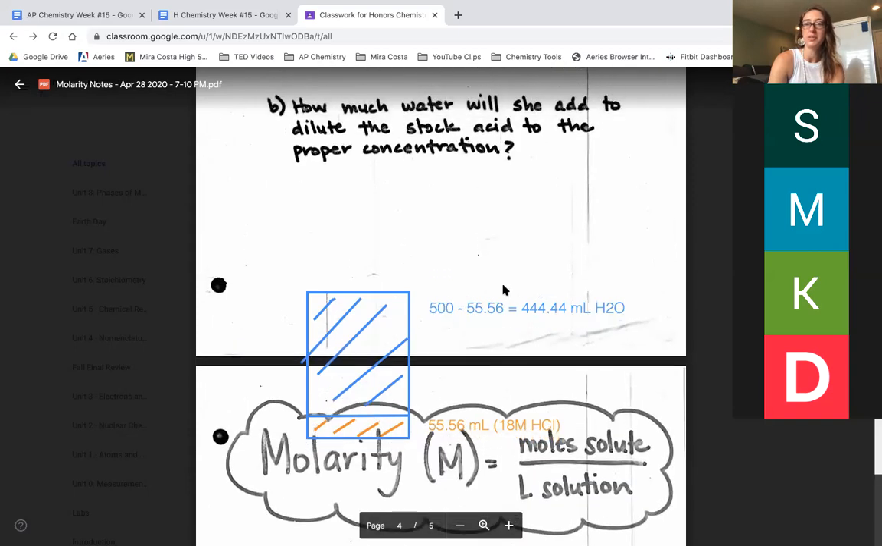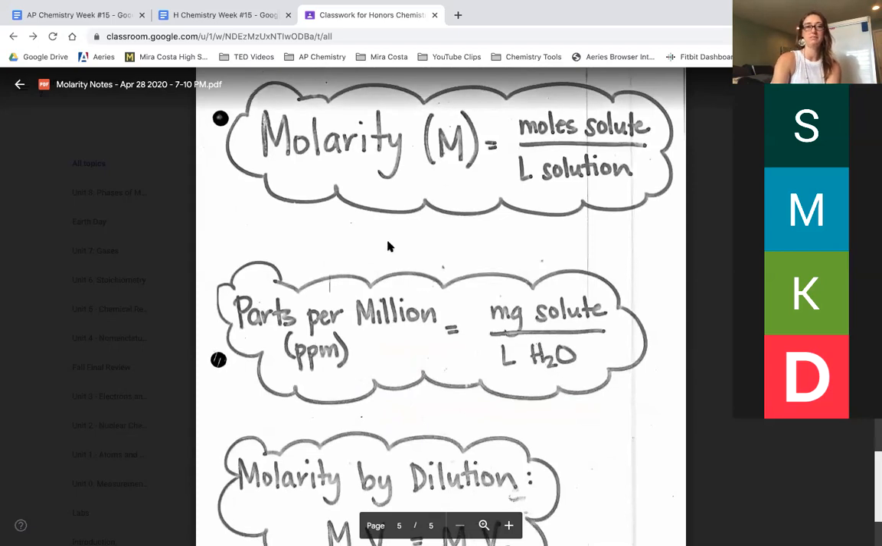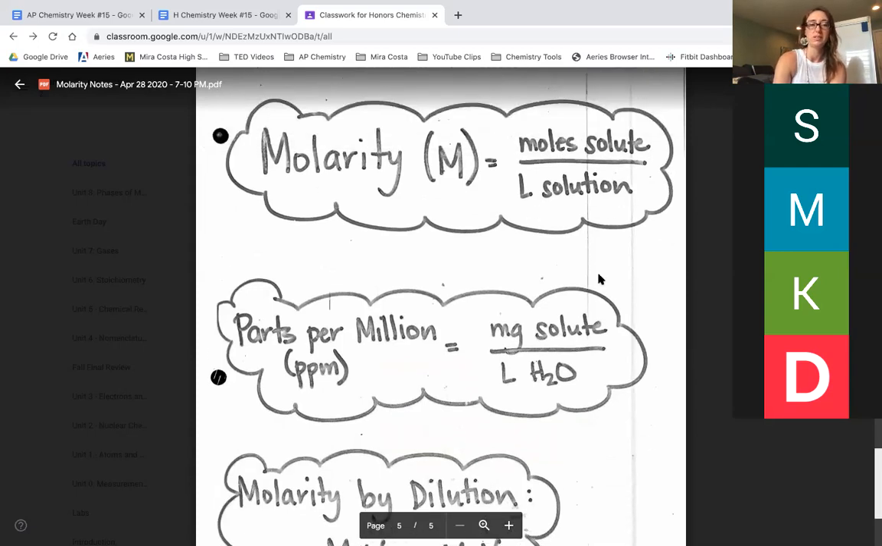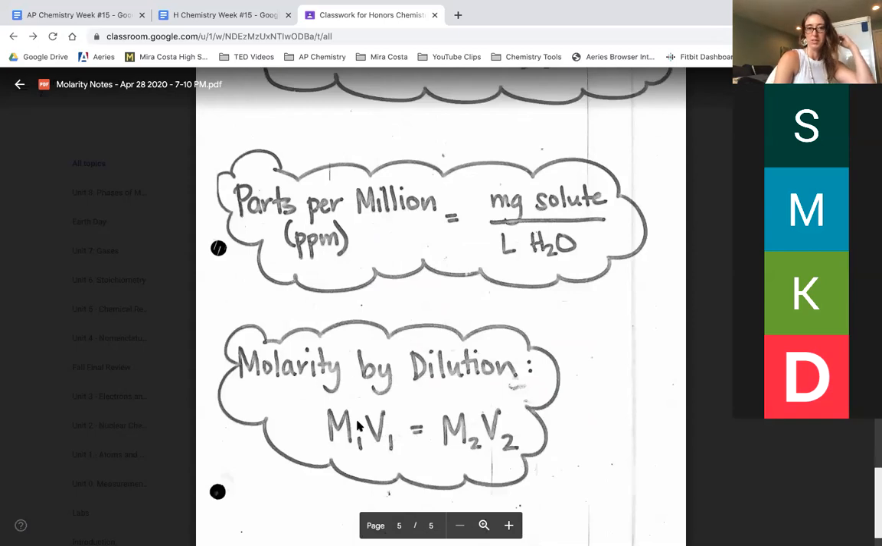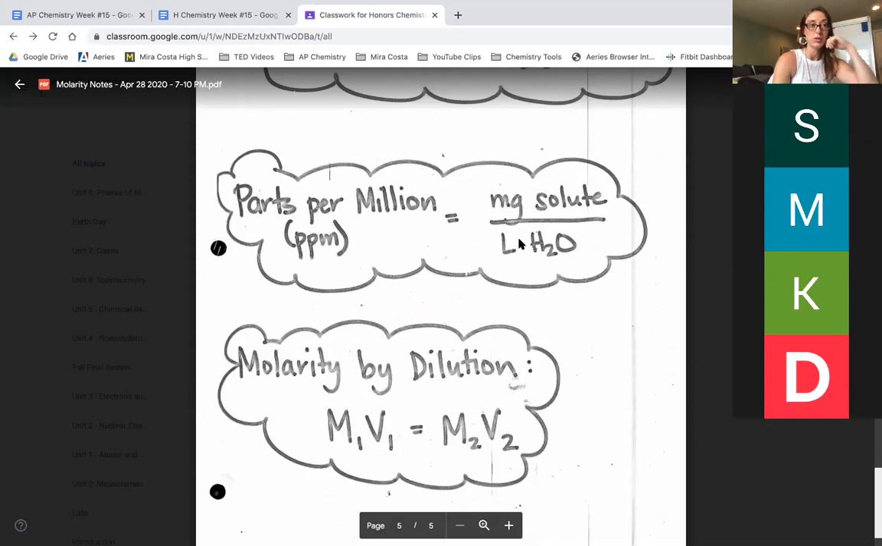Okay, that's what I wanted to share with you guys today. These are the 3 different ways of measuring concentration that you all should be familiar with. So molarity, moles of solute per liter of solution, parts per million is milligrams of solute per liter of water. And then molarity by dilution just means when you have this solution already made, how do you dilute it down to a new desired concentration? Okay. All right, now we still have 15 minutes, which is perfect timing.